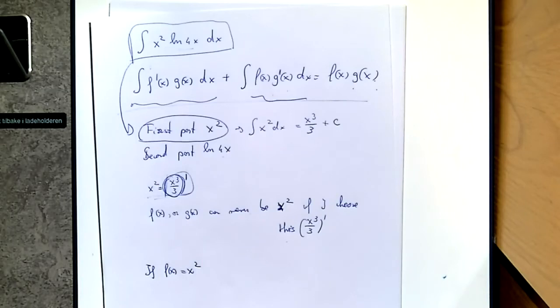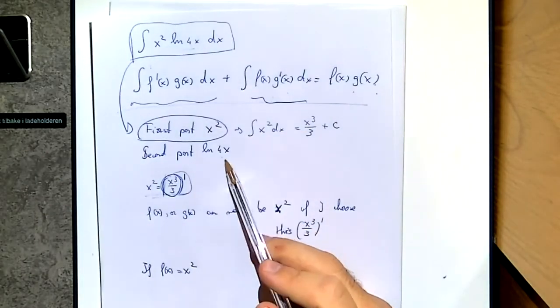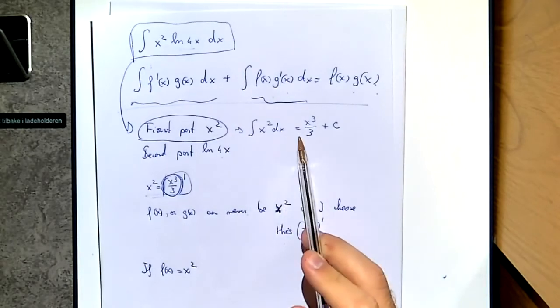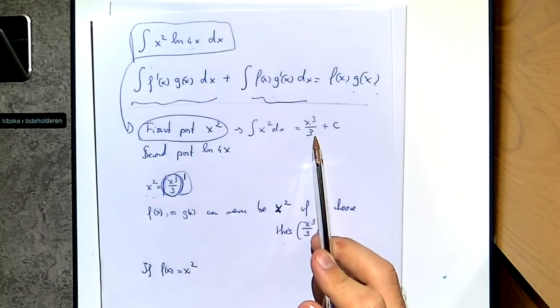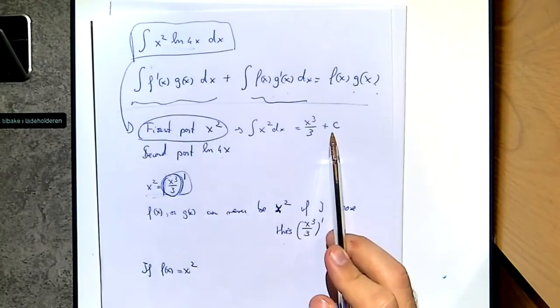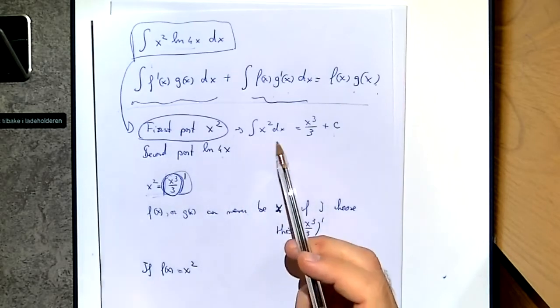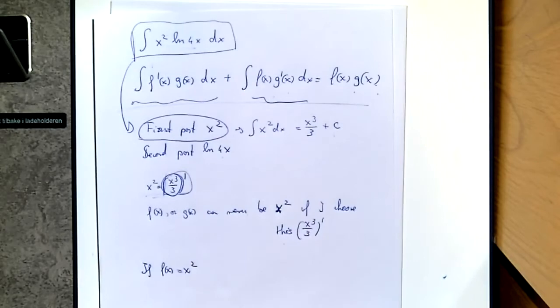You just split your function into the two parts, choose one, whichever is easiest, compute the integral of it, or the antiderivative, or whatever you want to call it, and make that your f of x. So once I have computed this, I just make this my f of x. And the other thing, whose antiderivative I have not computed, becomes my g of x.